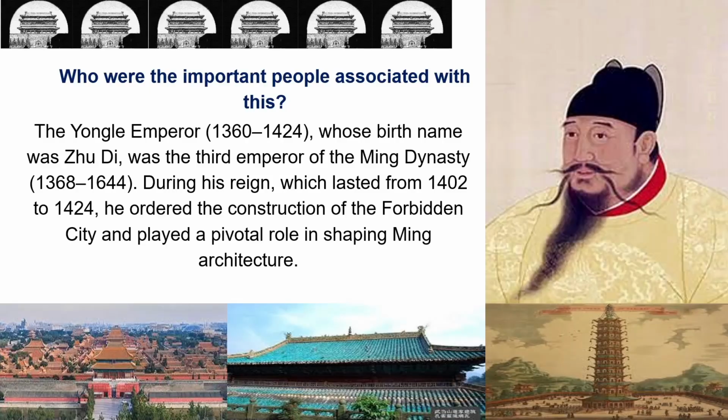But he also commissioned the Taoist architectural complex at Mount Wudang and the Nanjing Porcelain Tower, which were known for their vibrant glazed tiles.